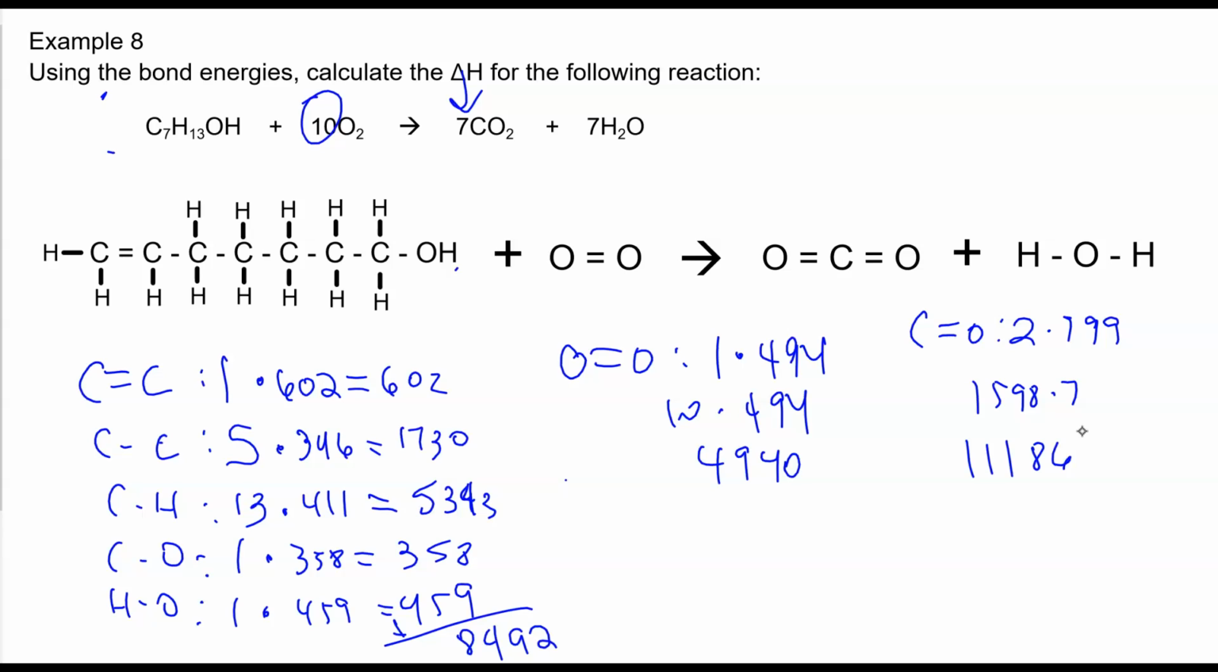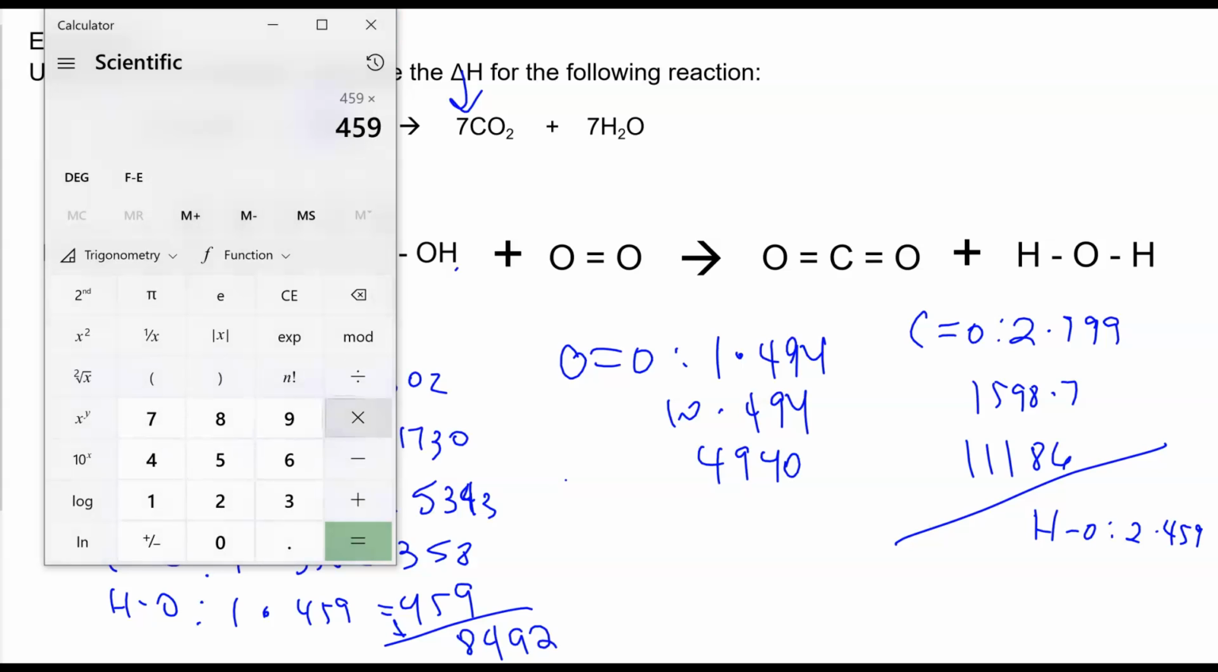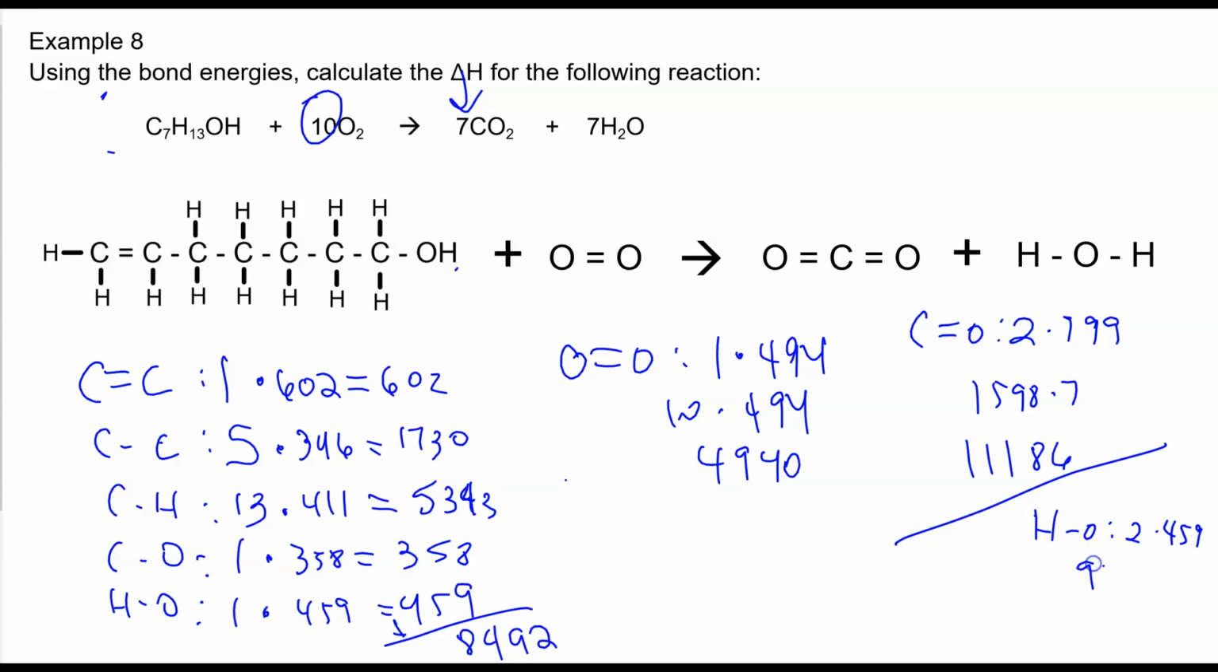Okay, and then I have the hydrogen-oxygen bonds in water, and in every water I have 2 of them. A hydrogen-oxygen bond is 459. So we take 459 times 2, and we get 918. But the multiplier in front is a 7, because every water is 918, and there are 7 of them in the balanced equation. That gives us 6426.